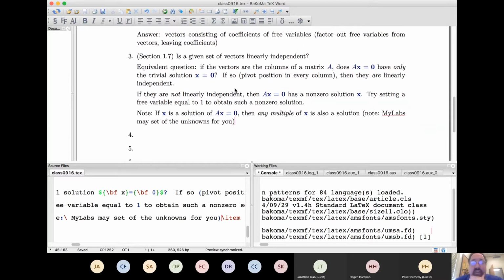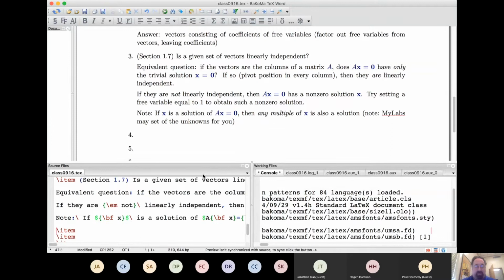And the thing is, all these problems tend to involve some kind of row reduction, and then you figure out something based on what you get from that row reduction.